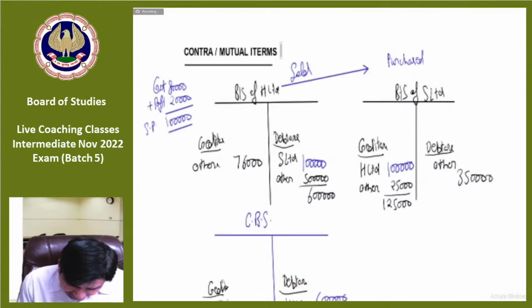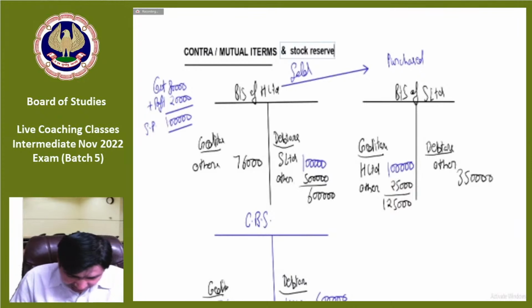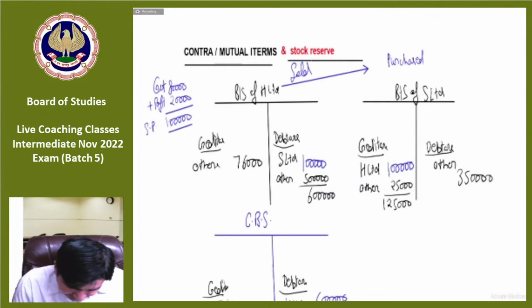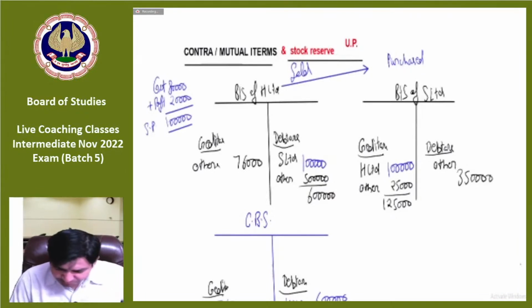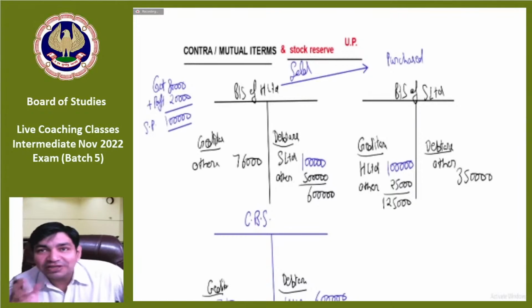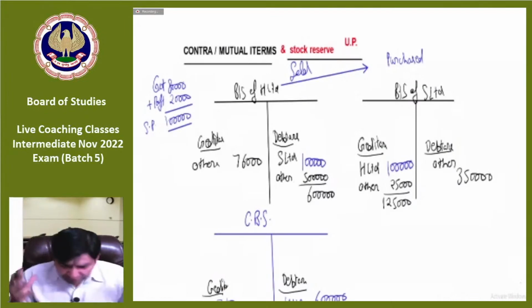Also giving the heading stock reserve. Now you will be focusing especially on stock reserve. So I would like to give a short word for this, that is UP. Yes, Uttar Pradesh. Oh beta, another name of stock reserve is unrealized profit. Sir, unrealized profit? Yeah. How can you say unrealized profit?